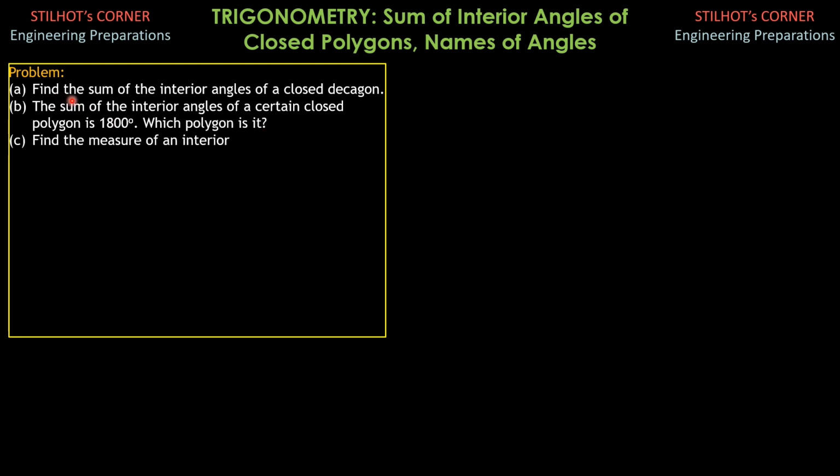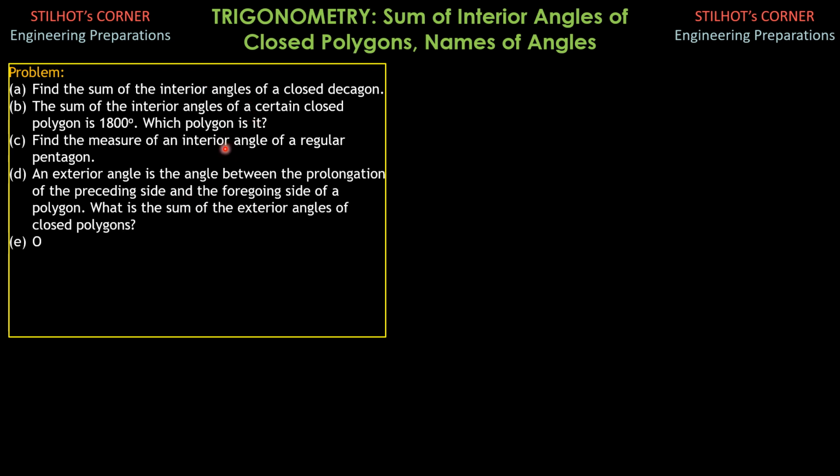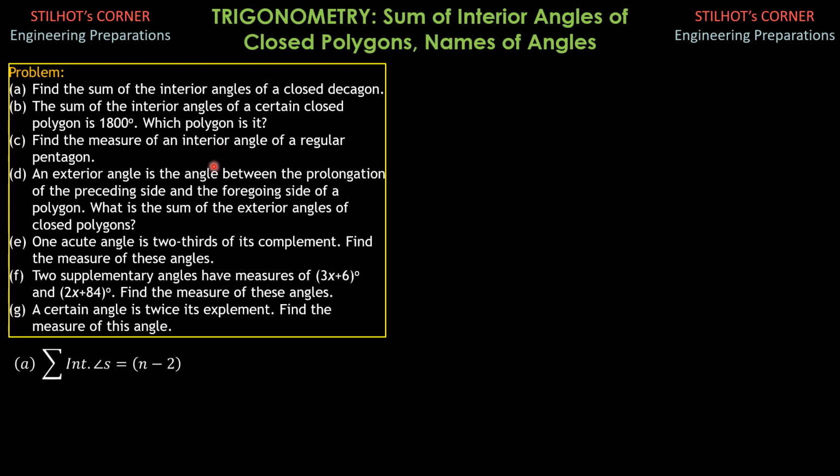So the first problem, find the sum of the interior angles of a closed decagon. A decagon is a polygon with 10 sides, and the sum of the interior angles is given by or derived in the preceding slides as quantity n minus 2 times 180 degrees. So this is the formula for the sum of interior angles of any closed polygon.